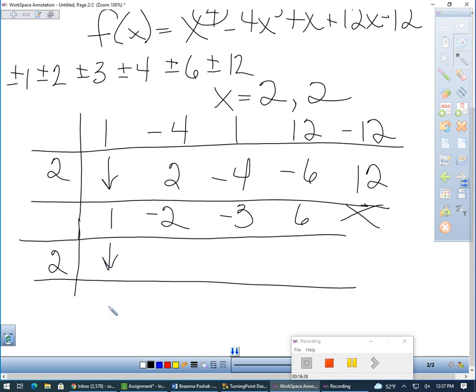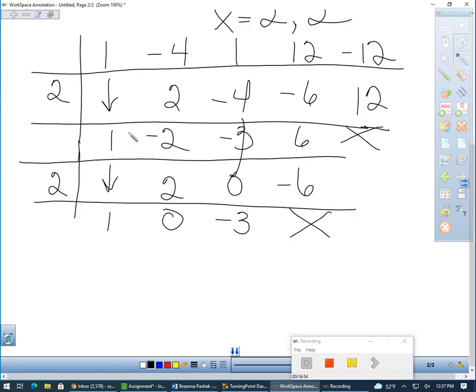Bring down my 1. 2 times 1 is 2. Add them together, I get 0. 2 times 0 is 0. Add them together, I get -3. 2 times -3 is -6, and again, I have no remainder. So I have left, it started as x to the 4th, this is x to the 3rd, and this is x squared. So I have 1x squared minus 3 is the quadratic I'm down to.